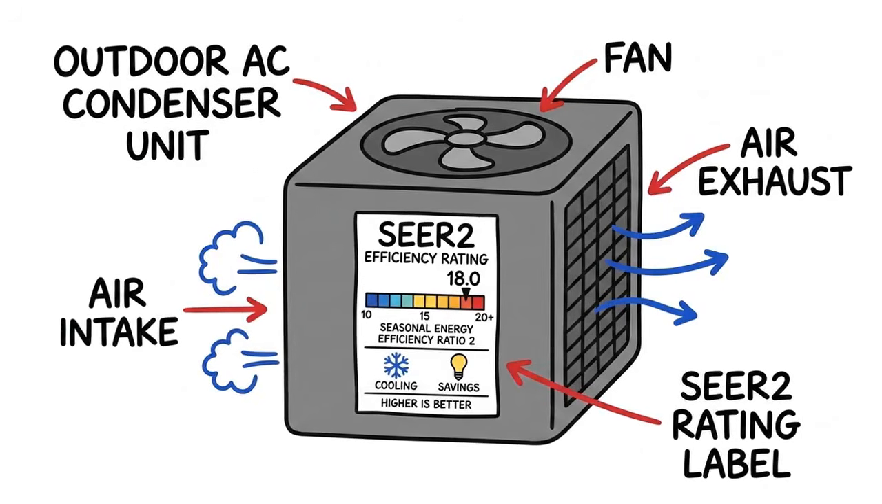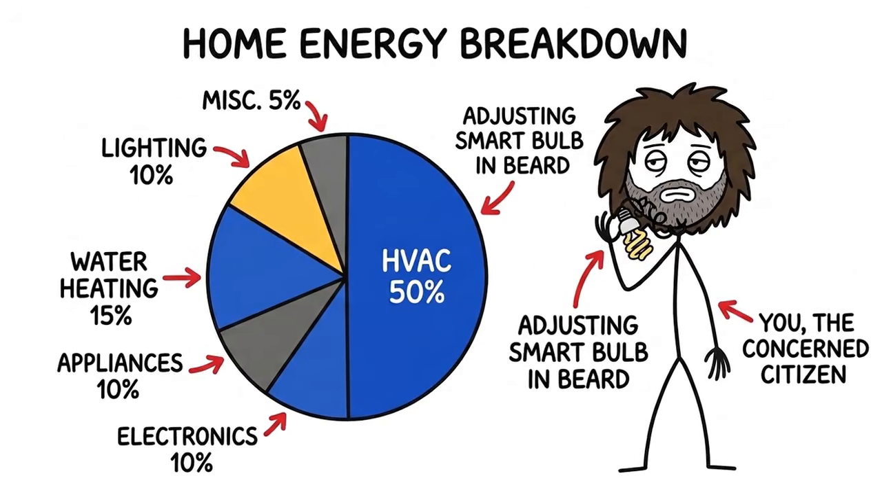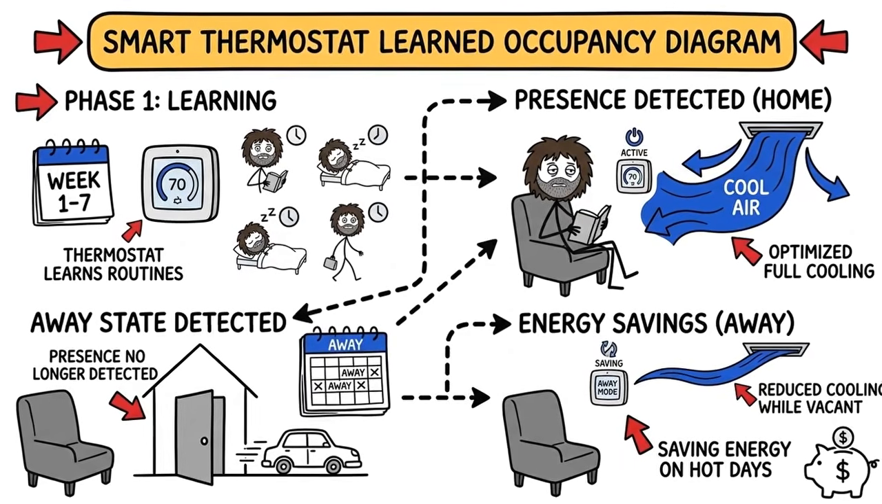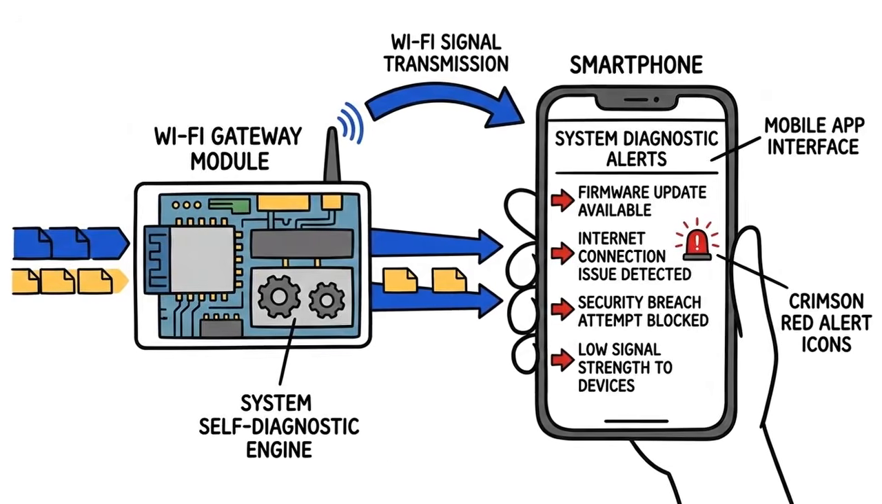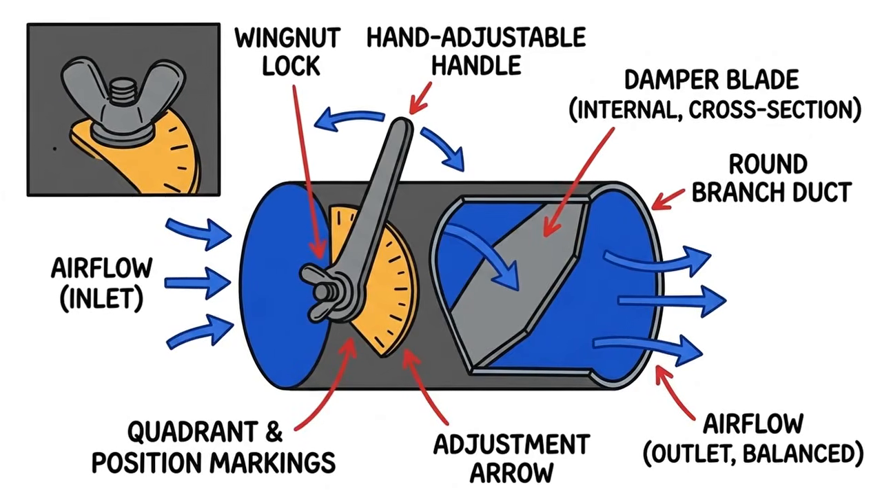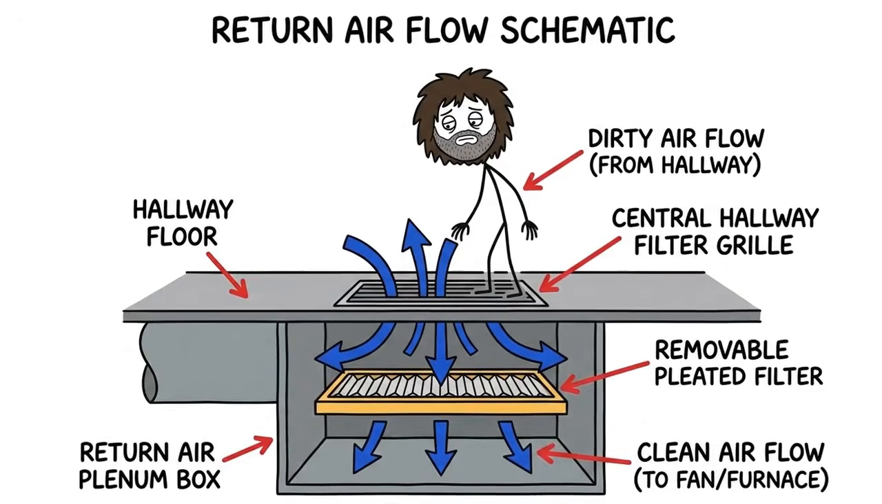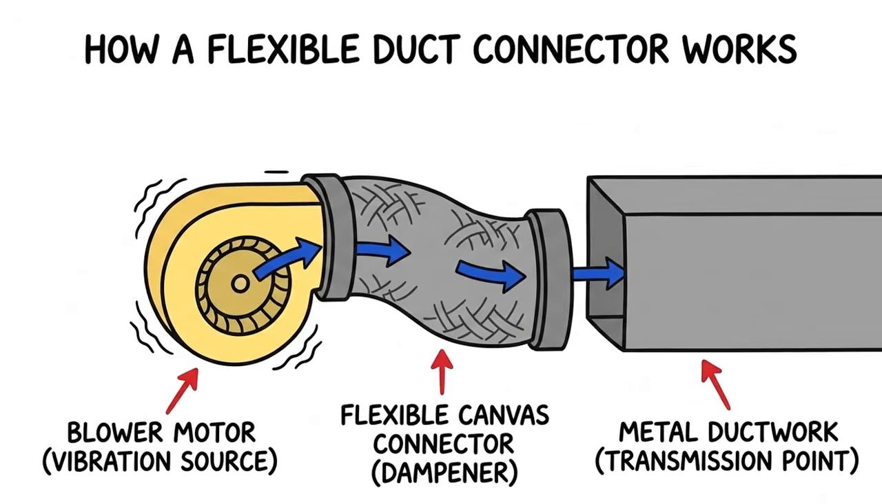The conductor directing this entire thermal orchestra is your wall thermostat. Your thermostat monitors ambient room temperature using an internal thermistor sensor. When room temperature rises above your set point, the thermostat closes a low-voltage 24-volt relay switch. This 24-volt signal travels down control wires to energize the outdoor contactor switch and indoor blower relay simultaneously. The outdoor contactor acts as a heavy-duty magnetic switch that connects 240-volt high-voltage power to the compressor and fan motor.